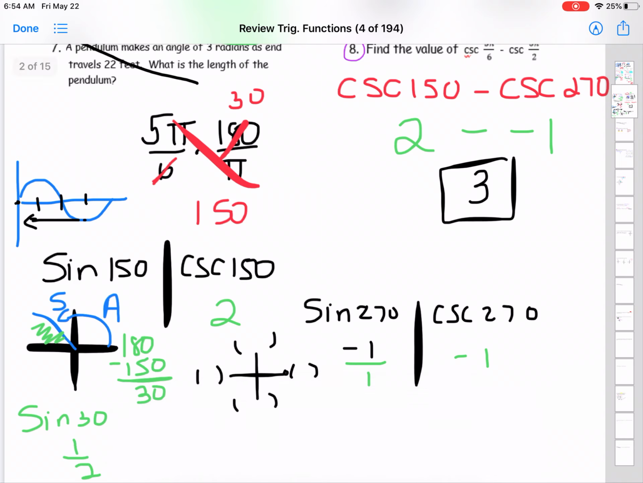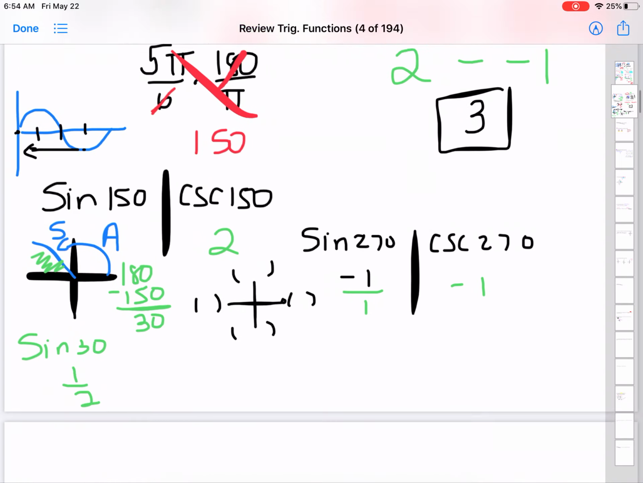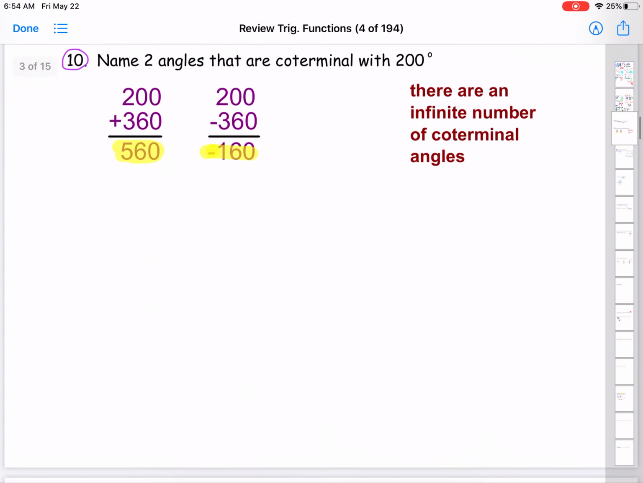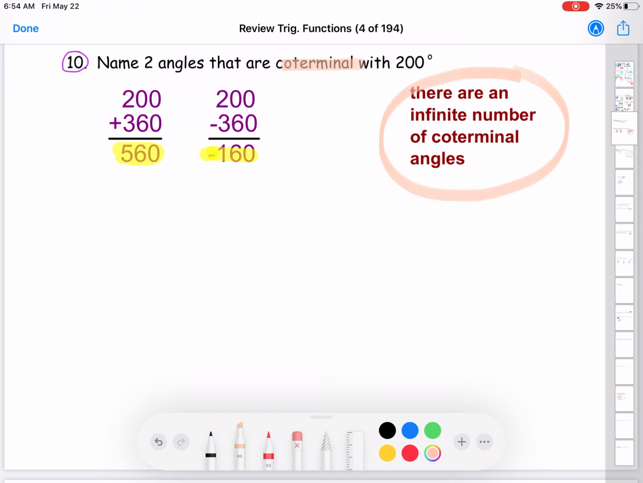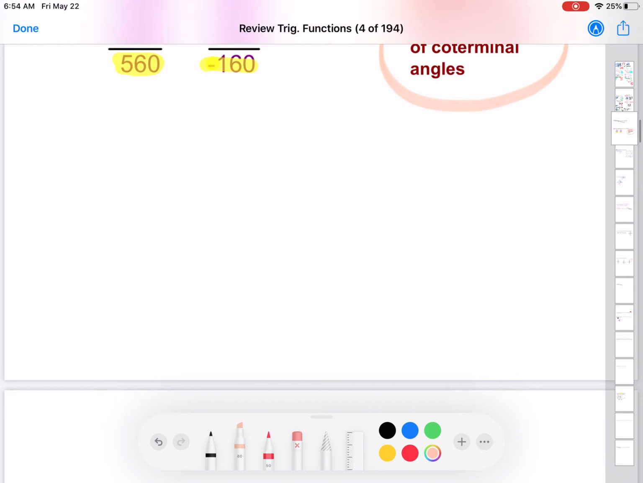Okay, that was tough. Not sure if you remembered that one. Skip 9. Number 10, I did already because I think you would remember this. I was asking for coterminal angles. So coterminal angles, you just can keep adding 360 or subtracting 360, and there's an infinite number of coterminal angles. So I just gave you 2. Remember, you land in the same exact spot.